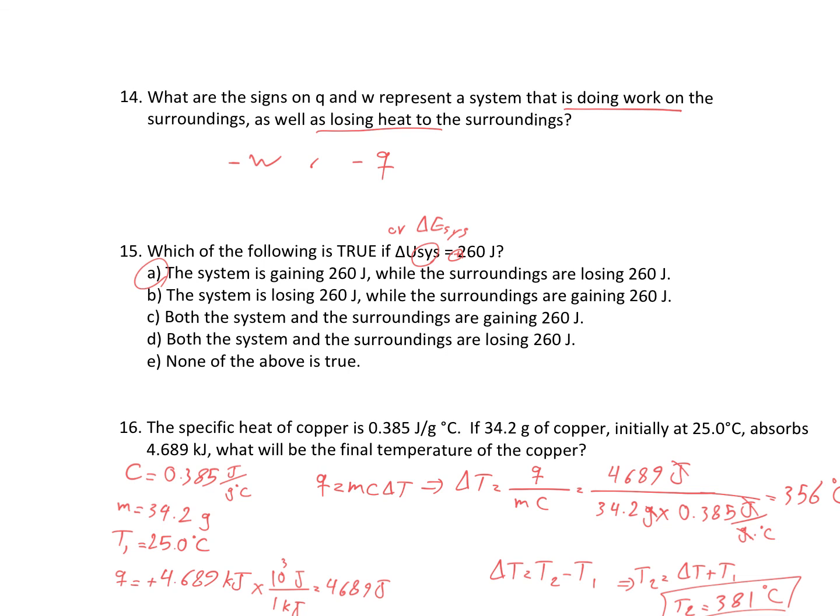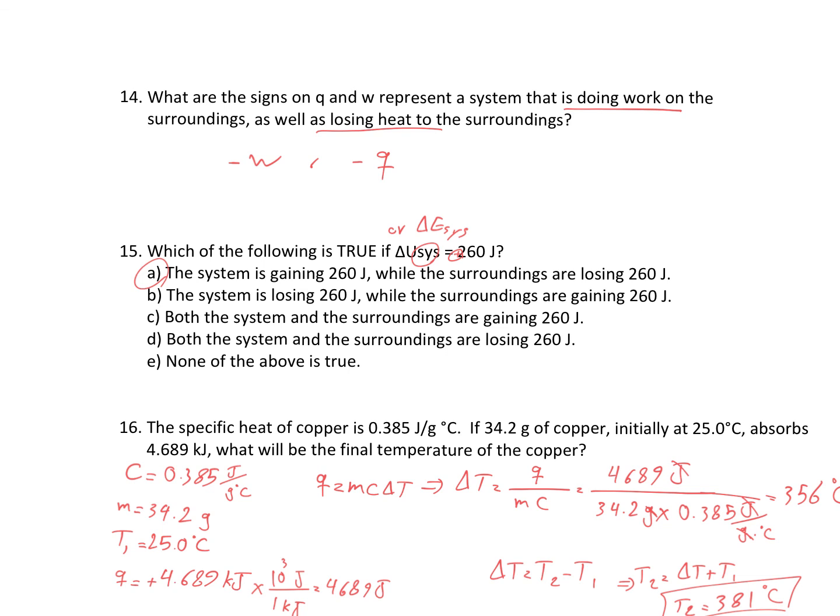So the system is lazy and doesn't want to do work. So if the system does the work, it's not something the system likes, so it's a negative work. If the surrounding does the work on the system, W is positive. So the system doesn't need to do anything, it just lies back on the couch, and the surrounding does this work on the system, so the work is positive.